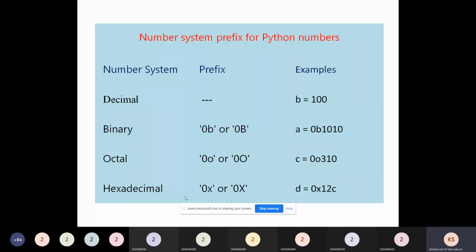Okay, so in a programmatic way, how are we assigning values to the variable? If you are taking a binary variable, how do you assign this binary value to the variable? Same thing for octal, and hexadecimal also. Use this prefix notation. Based on this notation, we can know this is an octal value, this is a hexadecimal value, this is a binary value, this is a decimal number. See the example.